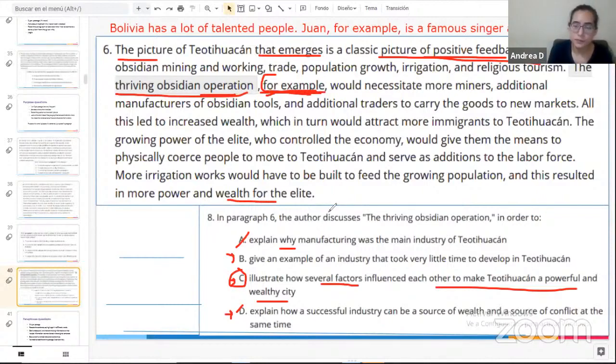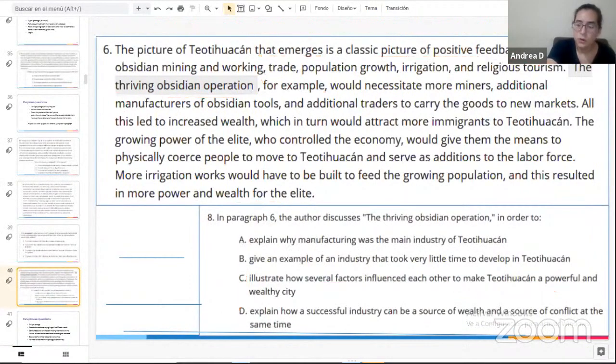Okay, guys. So, do you get this? Any questions? On why C is the right one? No. Okay, guys. So, let's move on to the next one.